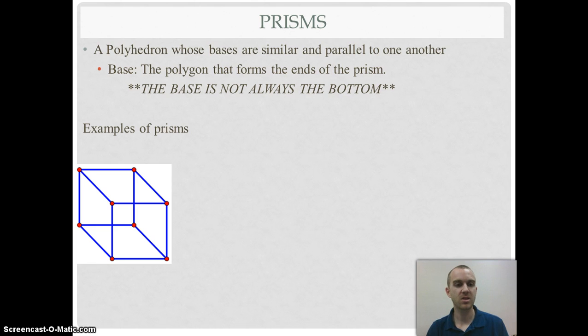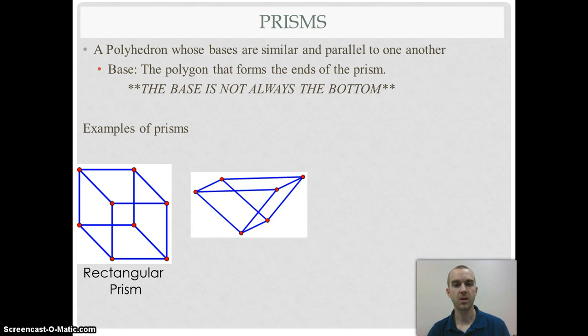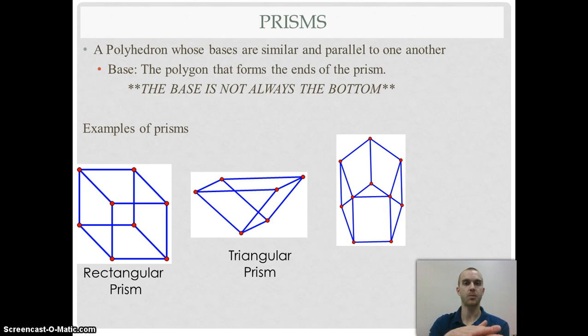So if I look here, I would consider this a rectangular prism because I'm taking a rectangle and extending it to another rectangle. If I look here, the shape that's being extended out is that triangle. So this would be a triangular prism. And here if I look, I've got the pentagon that's being extended upward. That's considered a pentagonal prism.